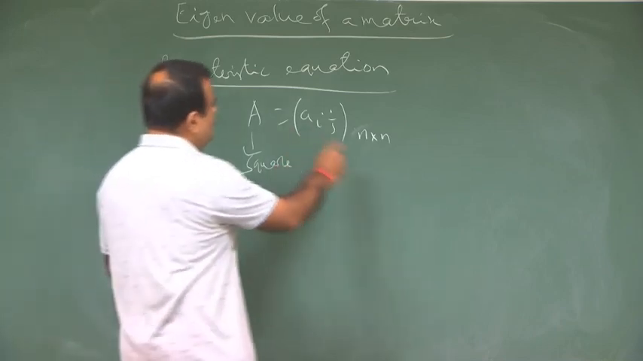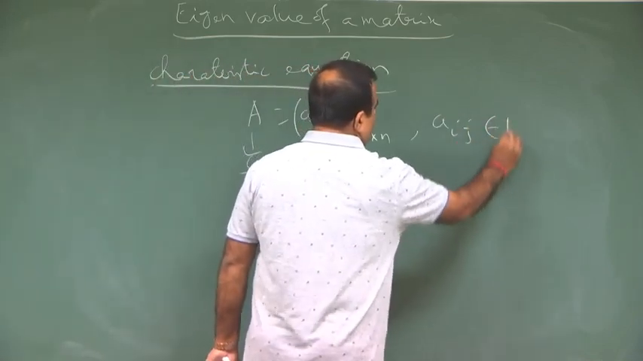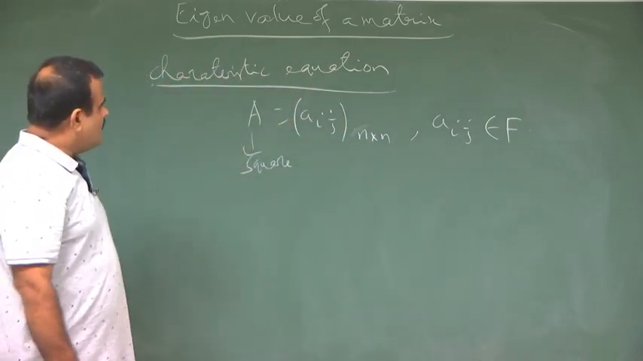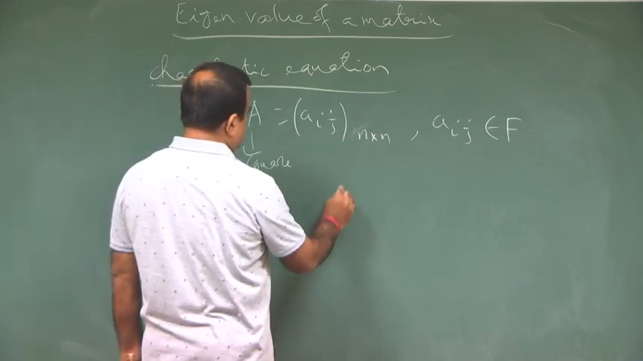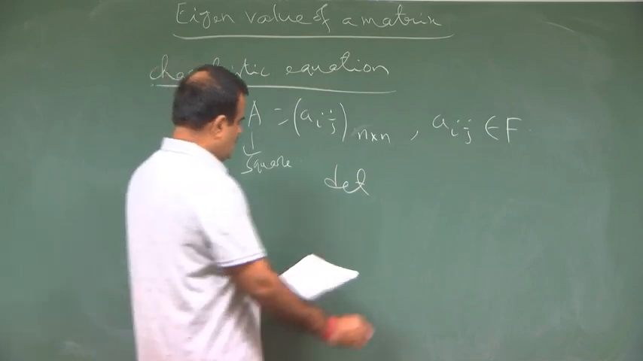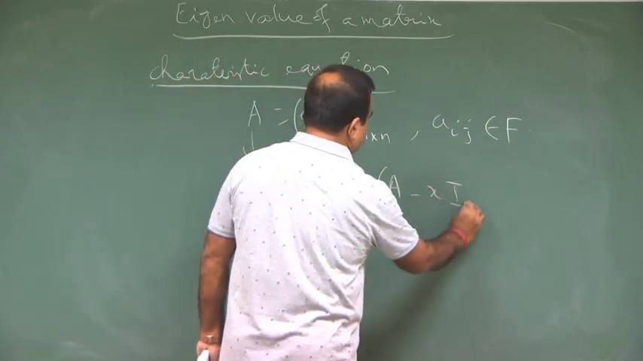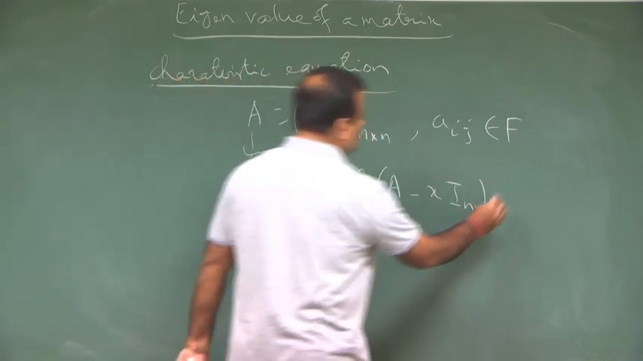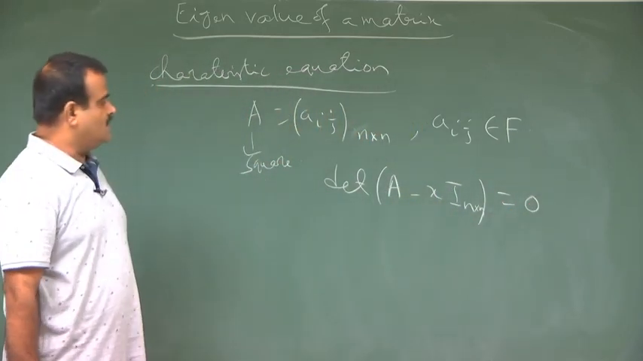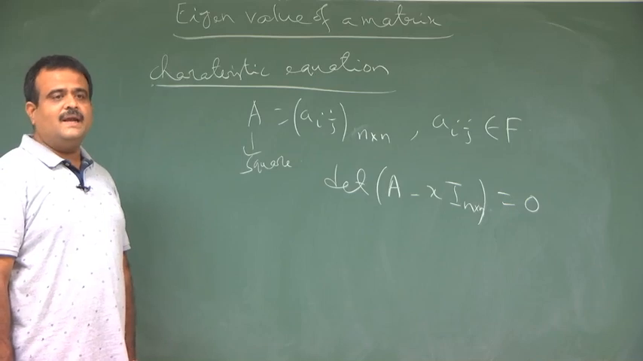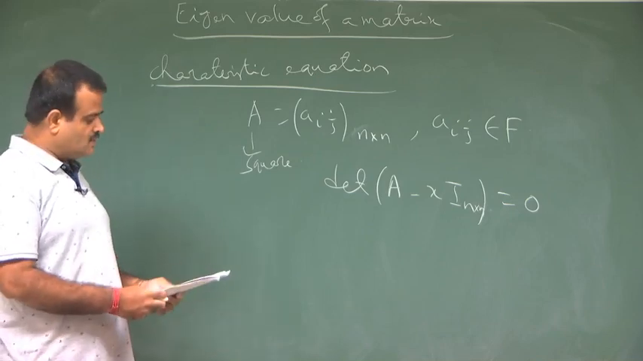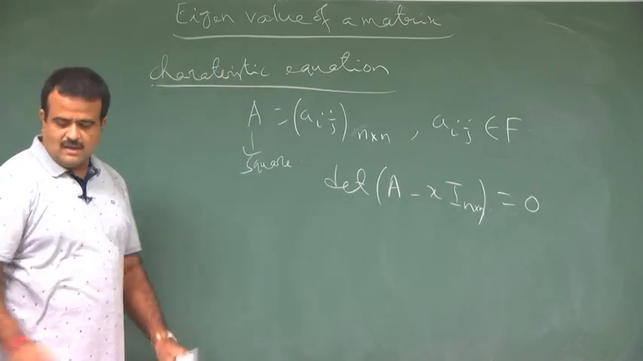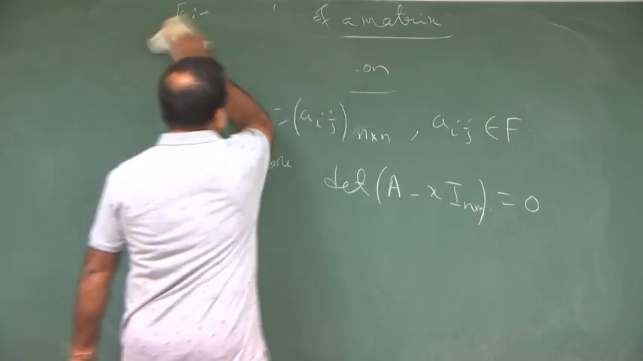Now, these entries are coming from a field. This could be the real field, but in general it is a field F. Now, if you consider the determinant of A minus x I_n, where I_n is the n cross n identity matrix, and x is an indeterminate, I mean the variable, then this will give us an n degree polynomial, and that polynomial is called the characteristic polynomial. If we equate it to 0, that is called the characteristic equation.